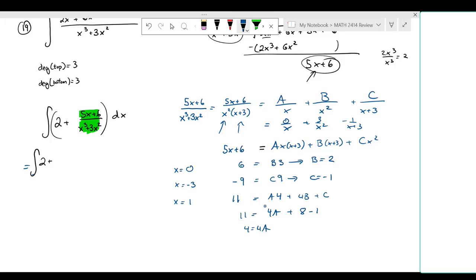Okay, well, good enough. A is 1 then. I think that's right. Okay. A is 1, B is 2. Thanks for catching that. And then we can just integrate term by term.